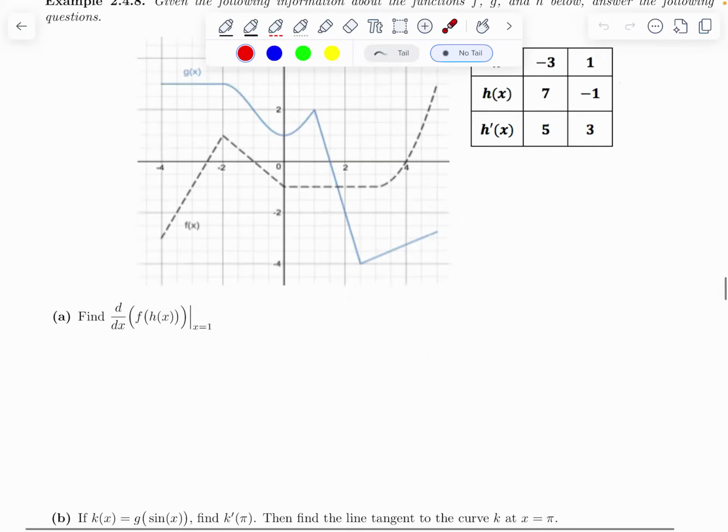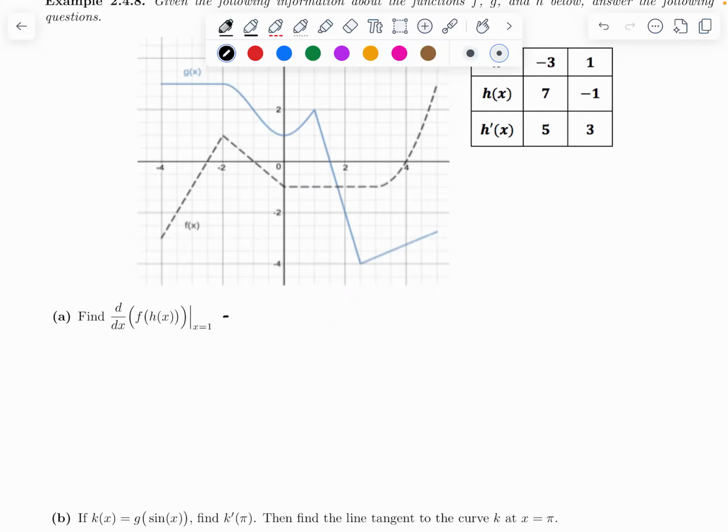So the question asks us to find the derivative of f composed with g, f of h of x, evaluated at x equals 1. Now we're not given the formula for f or h, so we're going to have to apply purely the definition. By the chain rule, because this is a function within a function, it would be f prime of h of 1 times h prime of 1, because we're evaluating the derivative at 1.